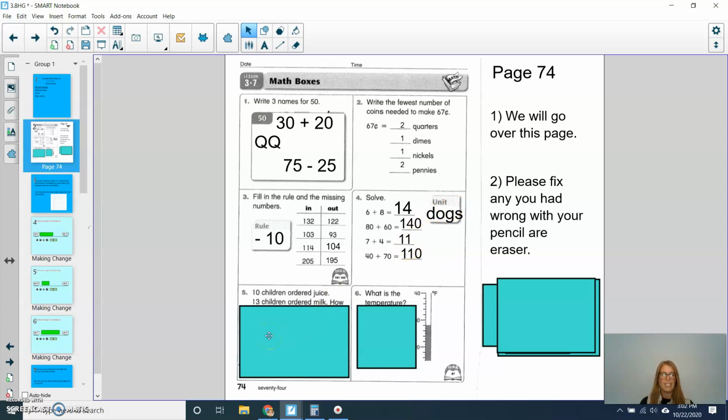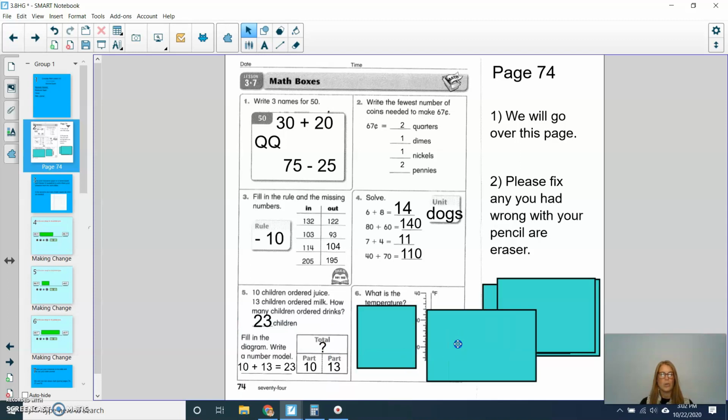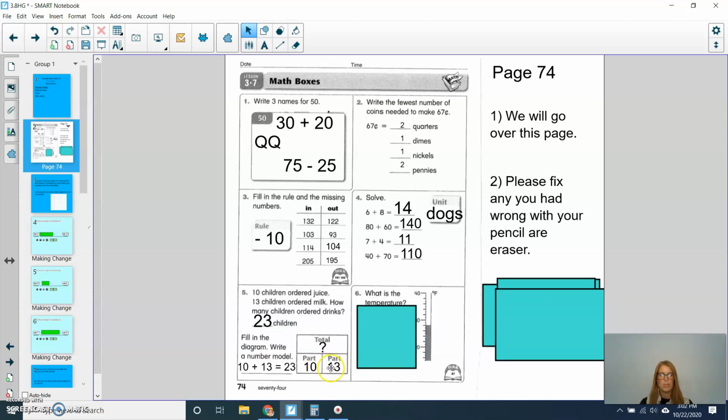For question 5, 10 children ordered juice, 13 ordered milk. How many children ordered drinks? I know that 10 plus 13 is 23, so I put that information in my parts. The total is what I'm solving for, so I have my question mark, and then I included my number model. For question number 6, what is the temperature? Looking at the thermometer, I can see that it is 28 degrees, and yes, I would wear a coat.